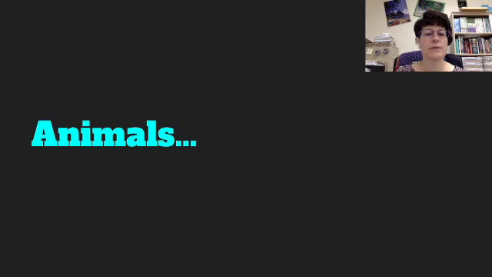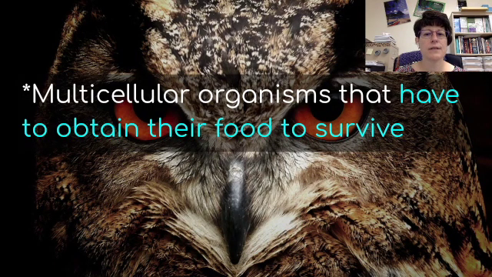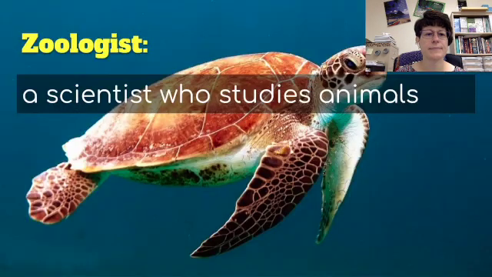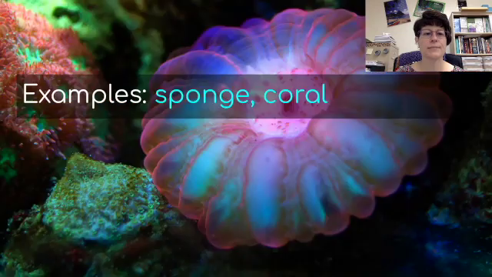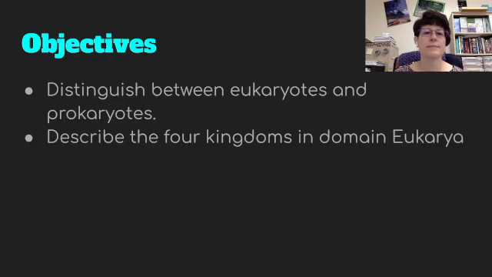Then there's animals, kingdom Animalia. These are multicellular organisms that have to obtain their food to survive. And a scientist who studies animals is called a zoologist. And so studying animals is zoology. And some examples are sponge and corals, and you can think of all kinds of examples, I'm sure.